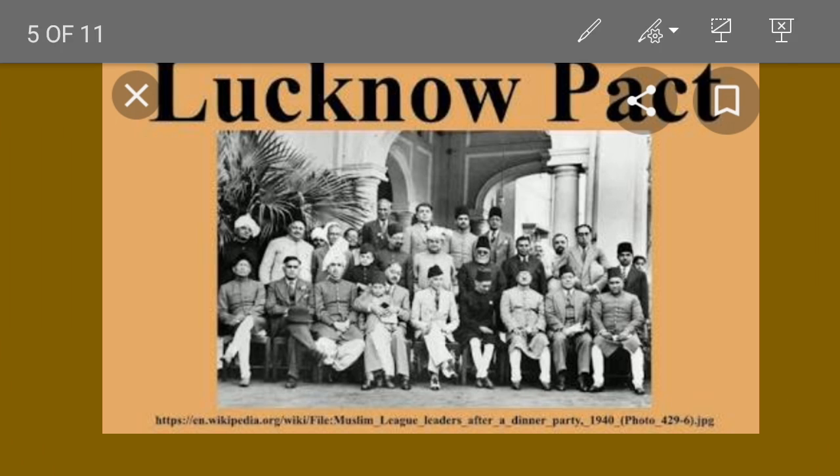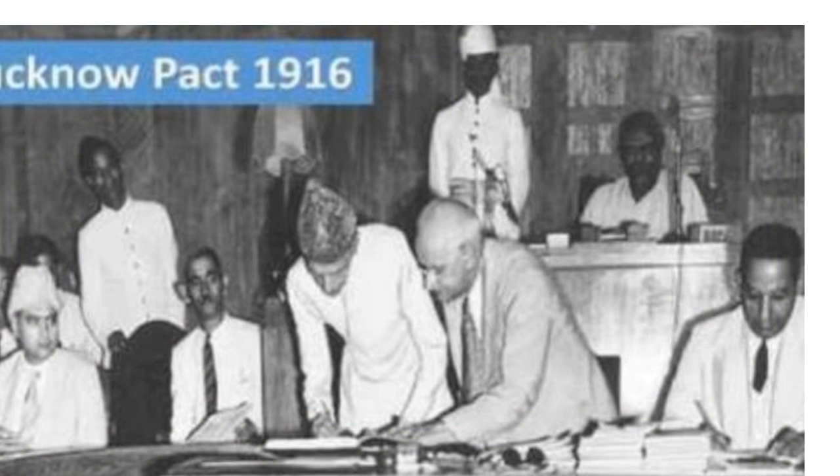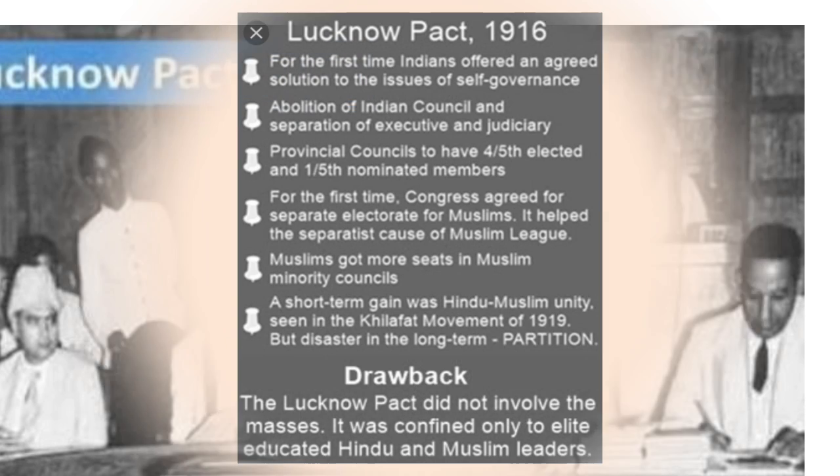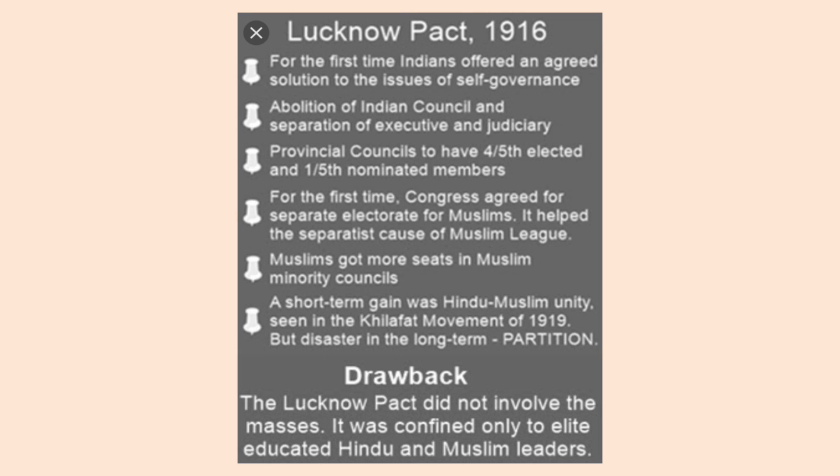Lucknow Pact. In the Lucknow session of the Indian National Congress in 1916, under the leadership of Lokmanya Tilak, an attempt was made to resolve the dispute in the Indian National Congress. In the same year, there was an agreement between the Indian National Congress and the Muslim League known as the Lucknow Pact. According to this pact, the Indian National Congress agreed to separate electorates for Muslims and the Muslim League agreed to support the Indian National Congress in its work for getting political rights for India.